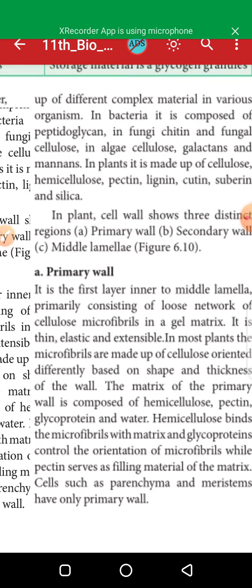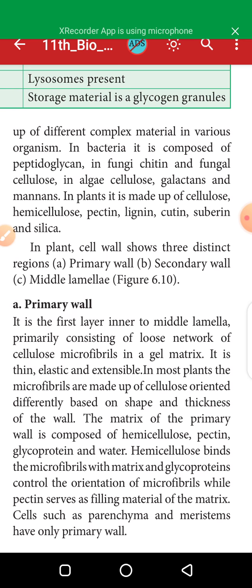It is an actively growing portion. It is made up of different complex material in various organisms. In bacteria, it is composed of peptidoglycan. ஃபங்கஸில் பார்த்தீங்கன்னா கைட்டின் அண்டு ஃபங்கல் செல்லுலோஸ். இன் ஆல்கே பார்த்தீங்கன்னா செல்லுலோஸ், கெலக்டன்ஸ் அண்டு மெனான்ஸ். In plants, it's made up of cellulose, hemicellulose, pectin, lignin, cutin, suberin, and silica.